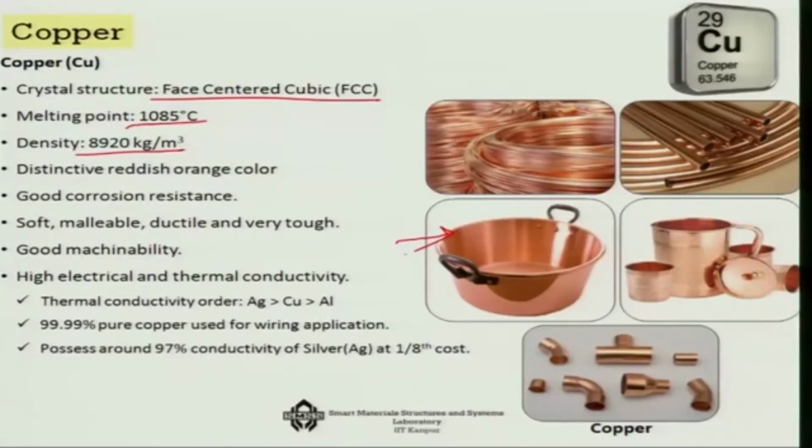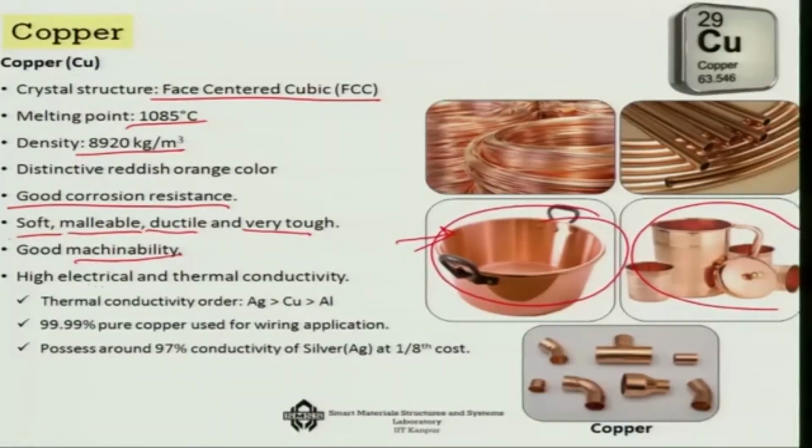It has a distinctive orange color, as you can see the color. It is used for all the traditional utensils, and it is used for one very important reason, that it has a good corrosion resistance. So, it does not get corroded very easily. The other good thing is that it is soft, malleable, ductile and very tough. So, that means you can give it various shapes. It has a very good machinability, and one of the reasons why it is used for cooking systems is that it has good electrical and thermal conductivity.